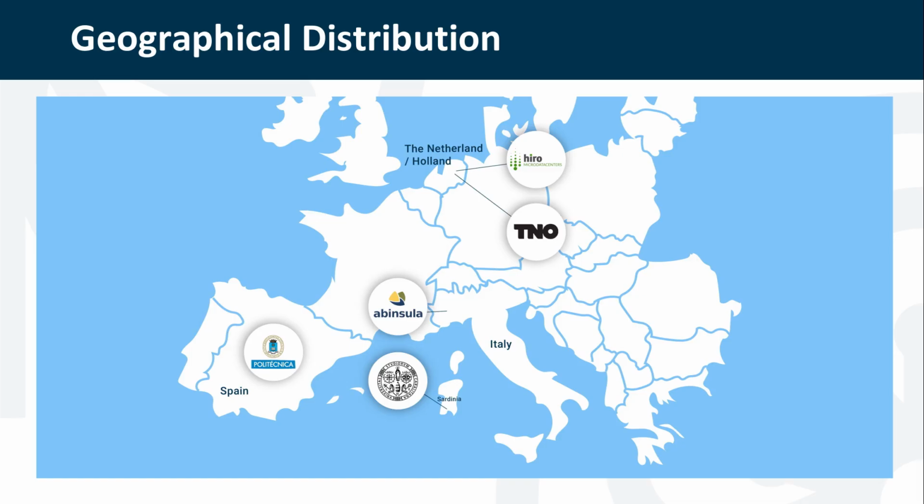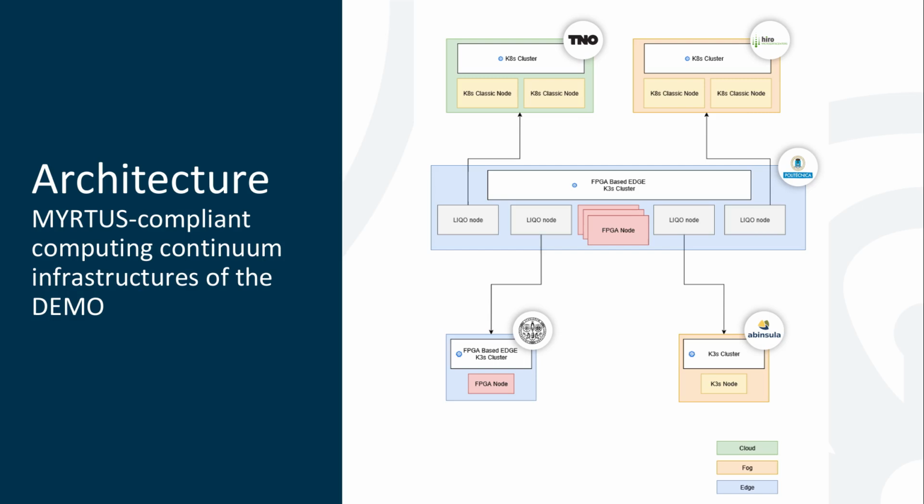For these demos, we've built a cloud edge continuum composed of geographically distributed clusters from project partners, one in Spain from UPM, two in Italy from Unica and Abinsula, and two in the Netherlands from TNO and Hyro. All clusters are interconnected via Liqo, forming a unified cloud edge continuum. This architecture is shown on this slide.